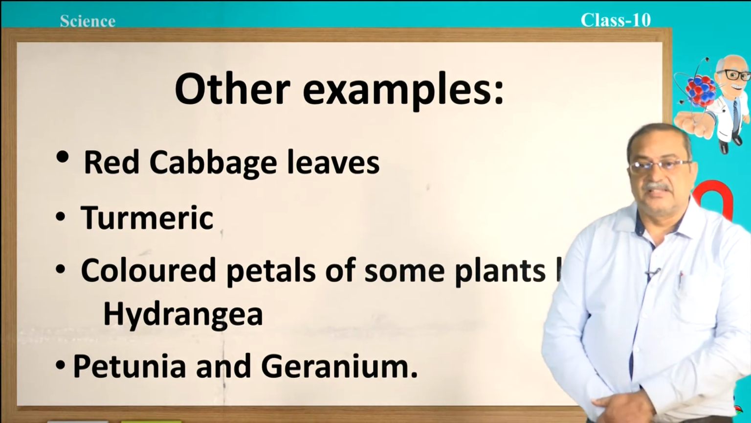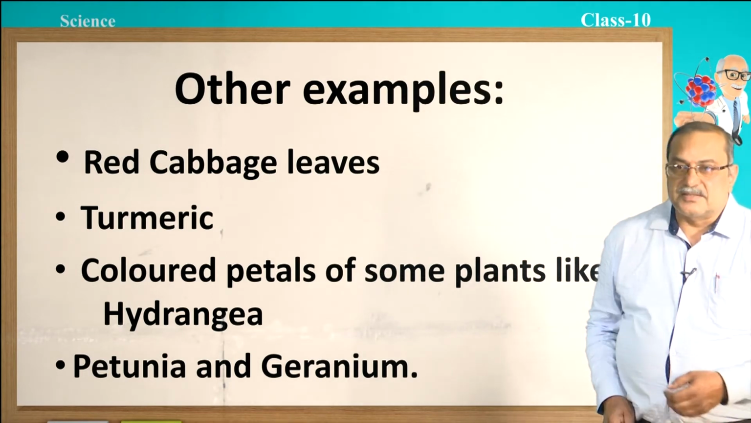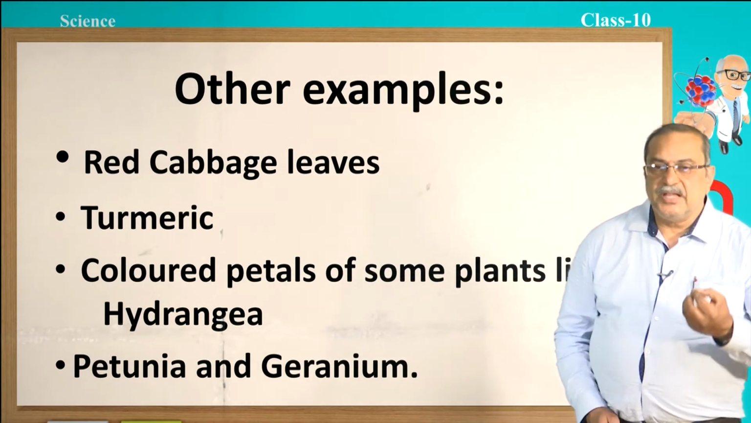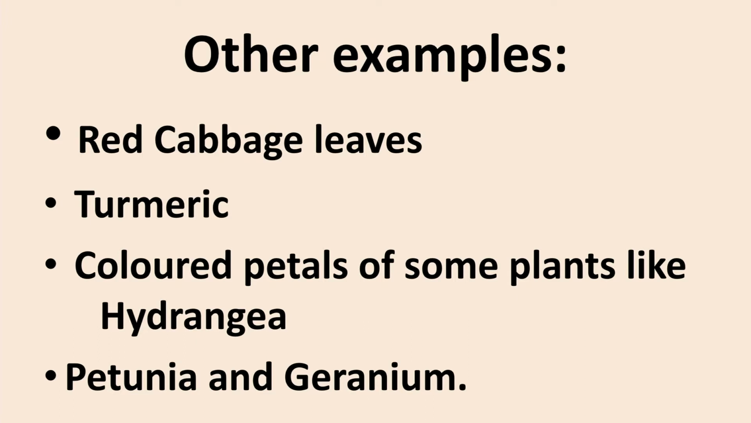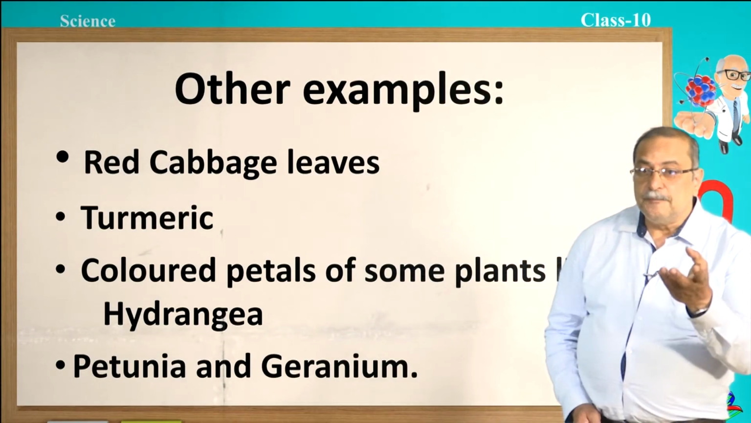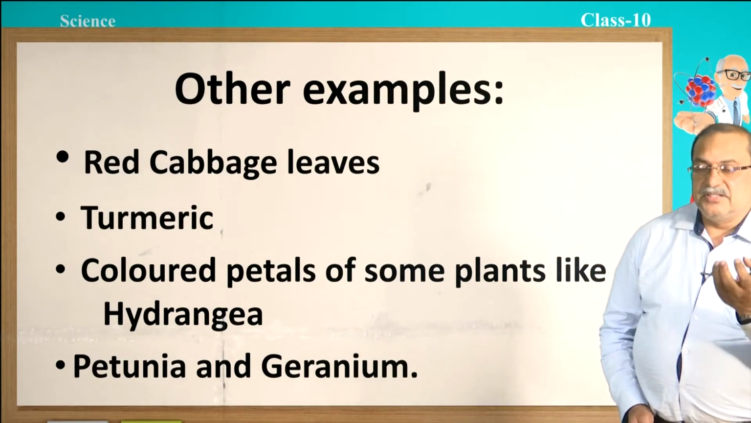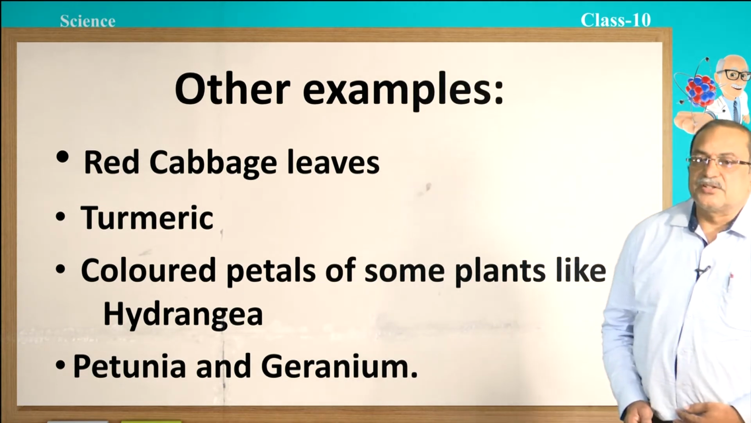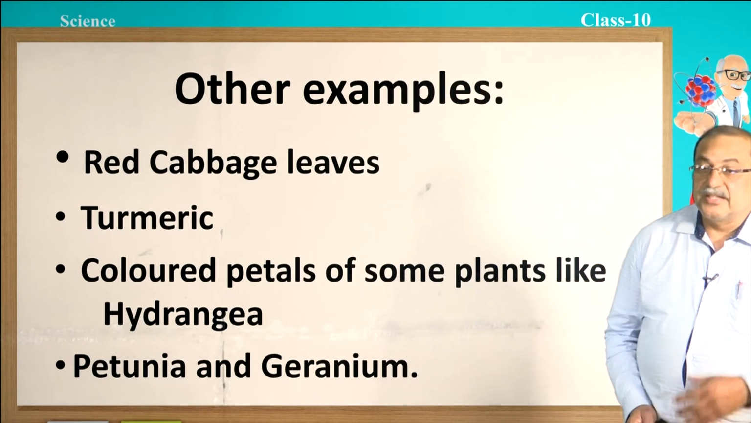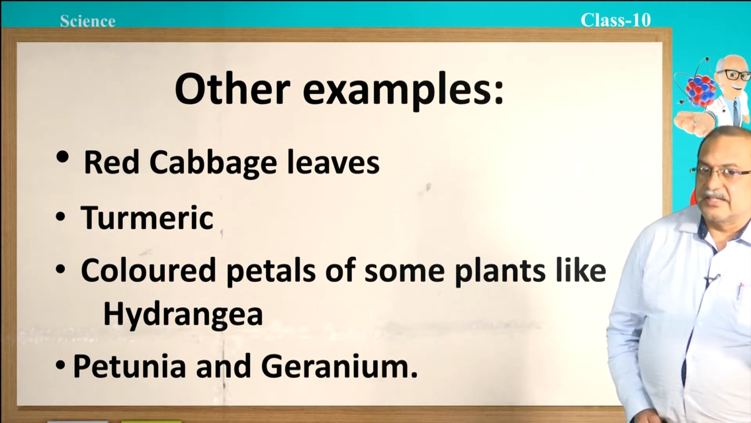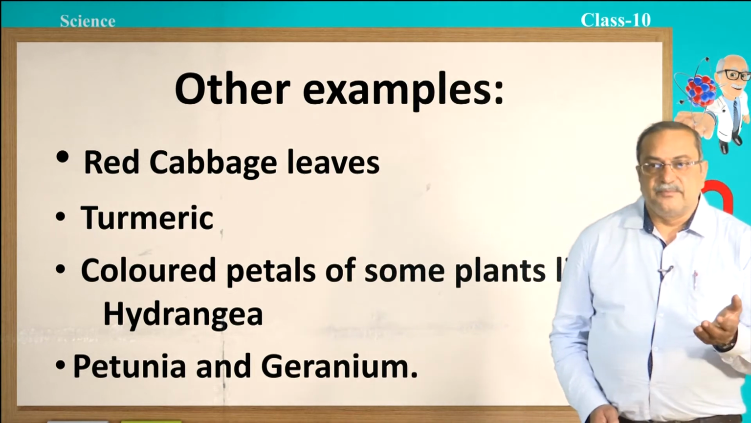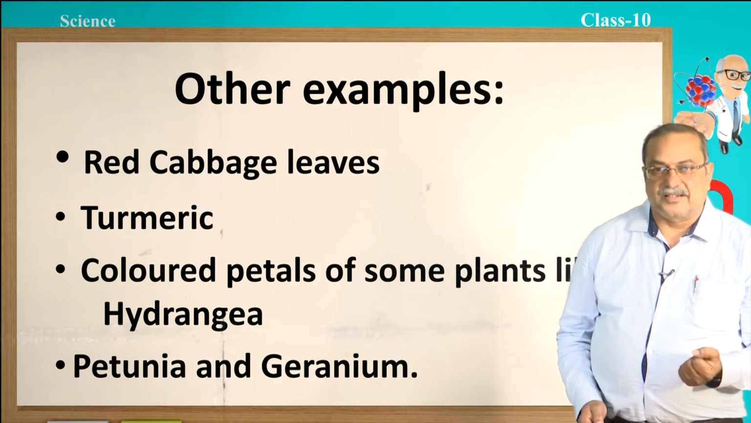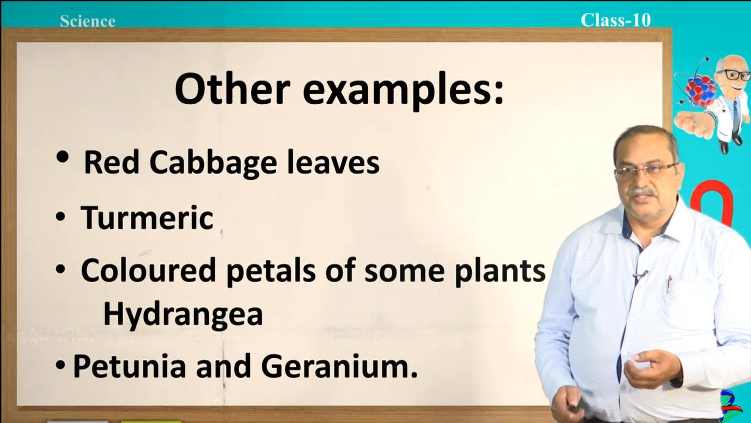Other examples of natural indicators are red cabbage leaves, kempu kosu, turmeric, arshina pudi, and colored petals of some plants like hydrangea, petunia and geranium. These petals on boiling produce a colored solution. That solution can be used to indicate whether the given solution is an acid or base, because the color changes in each case. Okay.